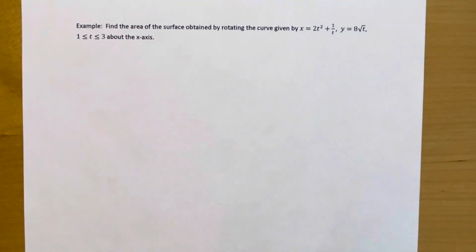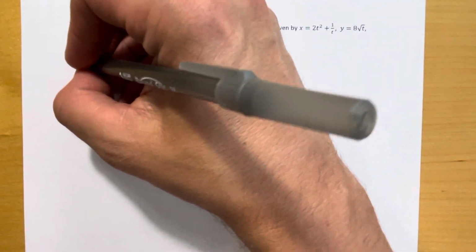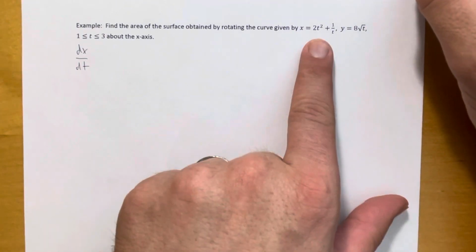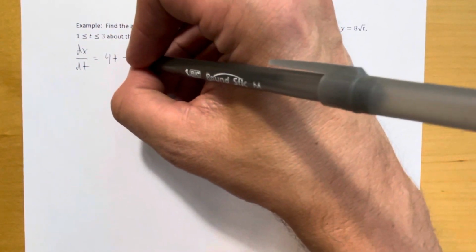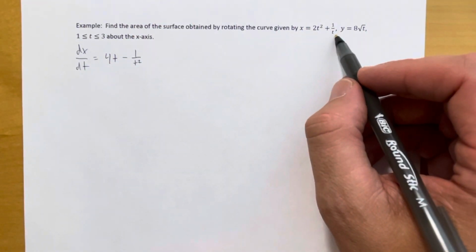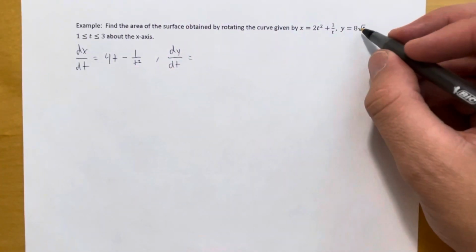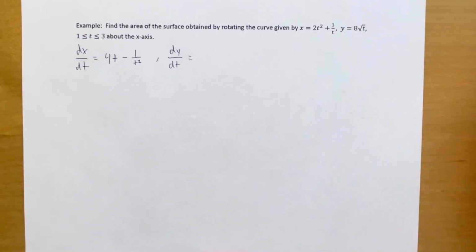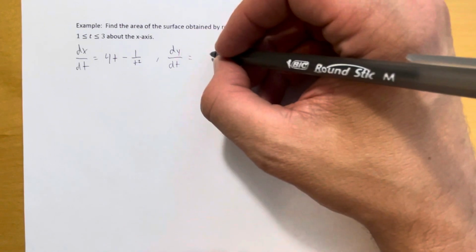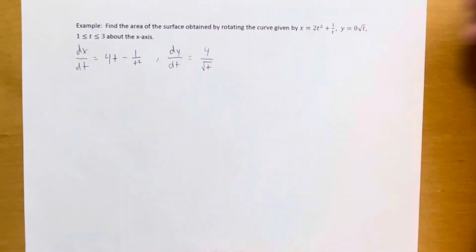Okay, so we need the same information that we keep finding in these problems, dx dt and dy dt. dx dt is going to be 4t minus 1 over t squared. That's the derivative of this. dy dt is going to equal 8 times 1 over 2 times the square root of t. That's what the derivative of that would look like, but then there's some simplification that happens there, and it just comes out to 4 over root t.